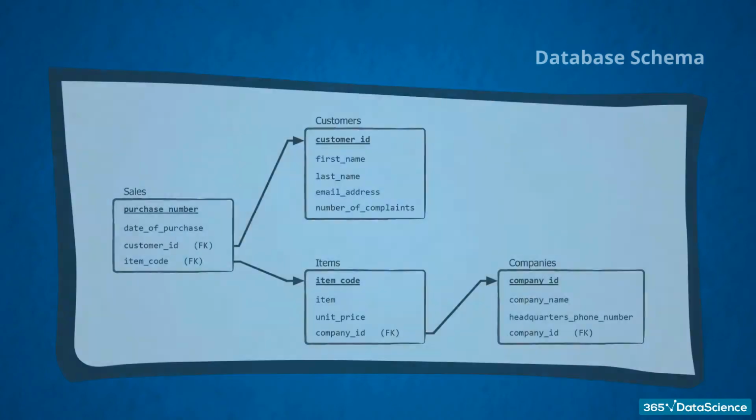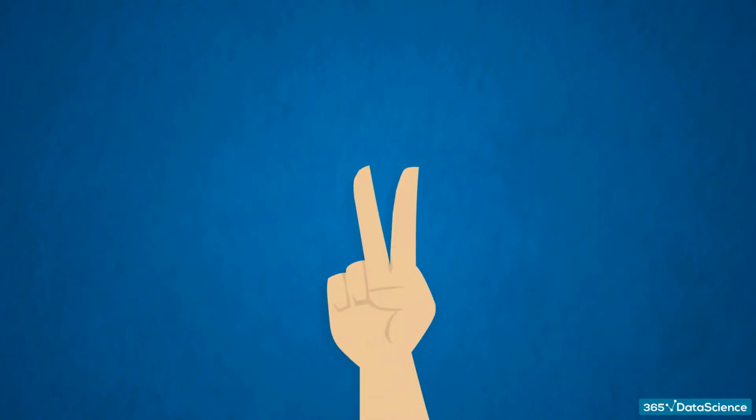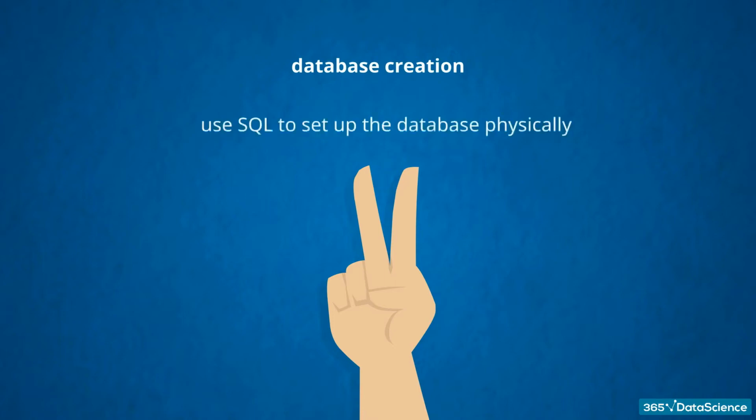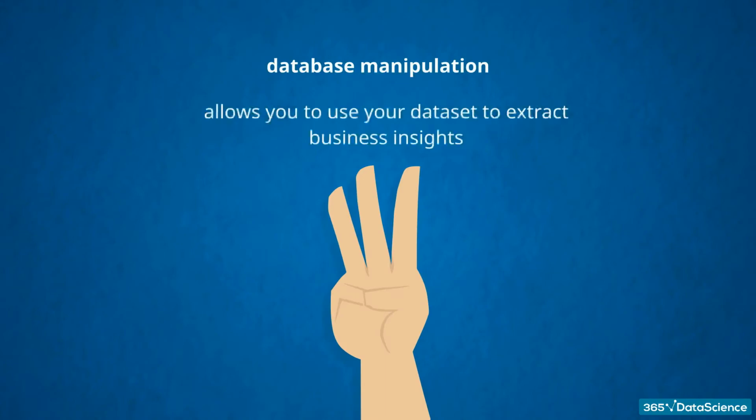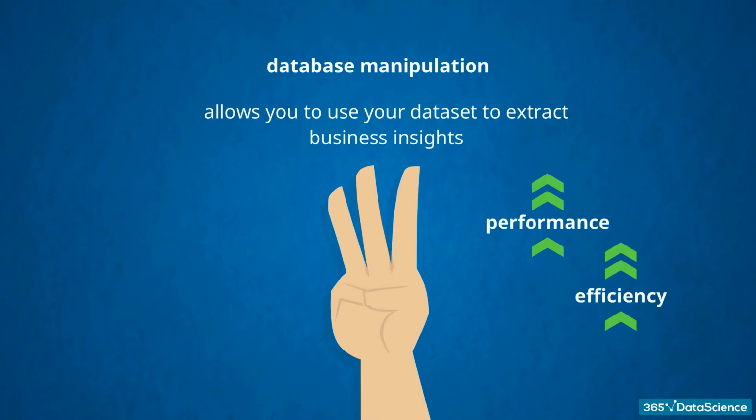Once the database design process is done, the next step would be to create the database. To this moment, it has been ideas, planning, abstract thinking, and design. At this stage, it would be correct to say SQL can be used to set up the database physically as opposed to contriving it abstractly. Then, you can enjoy the advantages of data manipulation. It will allow you to use your dataset to extract business insights that aim to improve the performance and efficiency of the business you are working for.